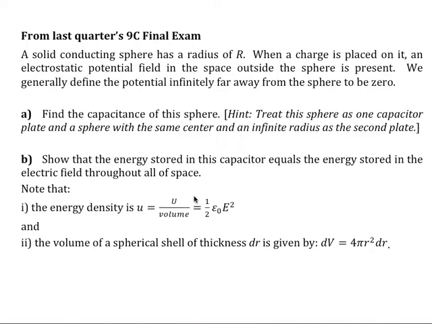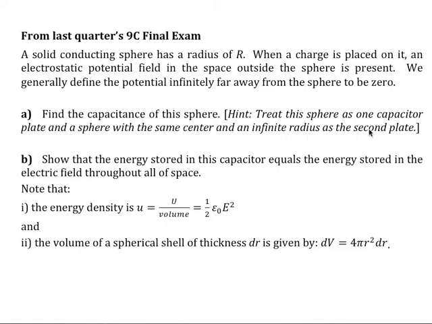So this problem has us calculate a capacitance and then compare the energy stored in the capacitor to the energy stored in the electric field throughout space. The capacitor is a solid conducting sphere. That's one of the pieces of the capacitor, one of the conductors. The other conductor, here's the hint, part A, treat this sphere as one capacitor plate. That's the conducting sphere. Another sphere, another conductor with the same center and an infinite radius.